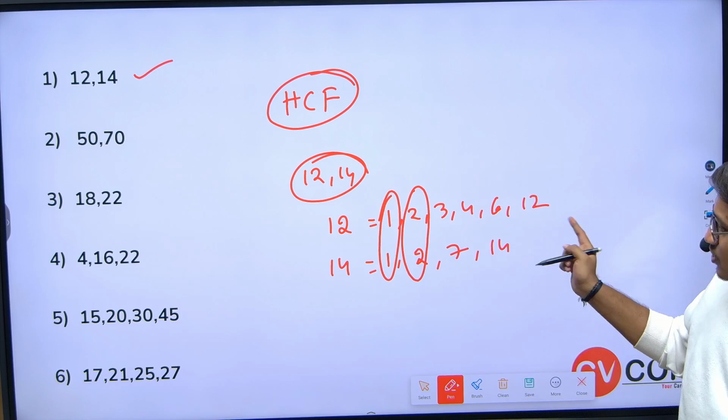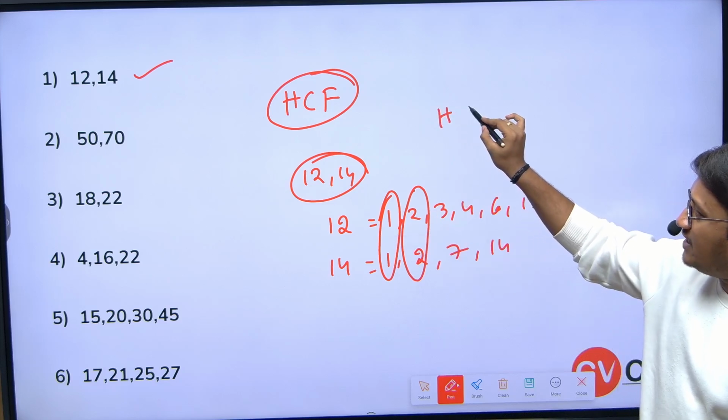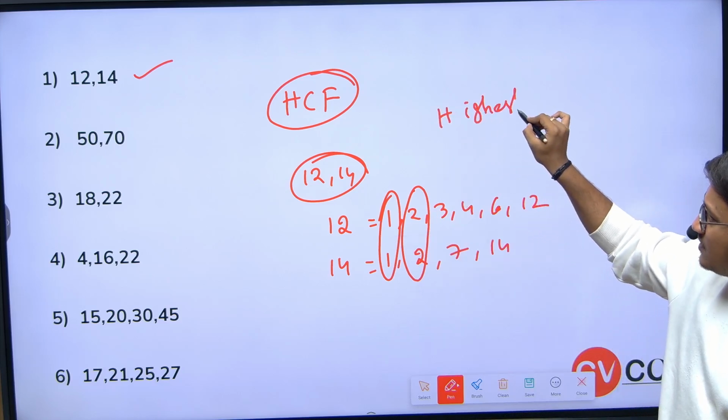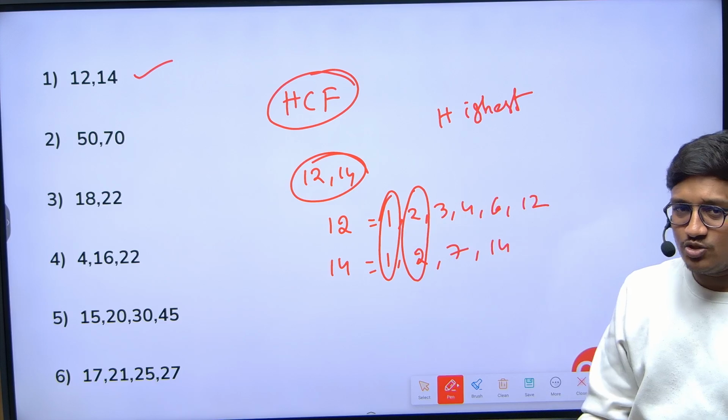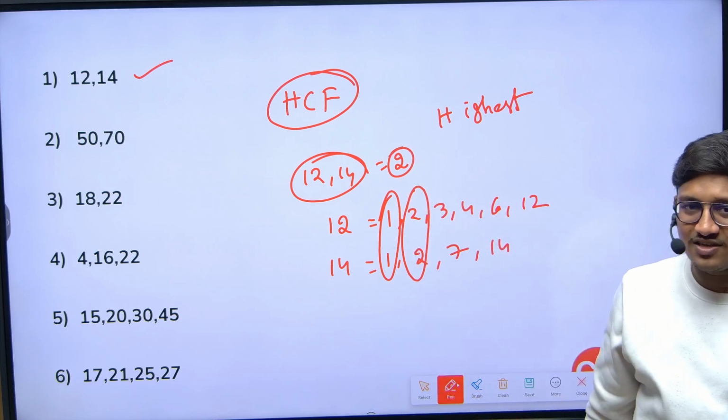Is there any common? No. So only two numbers are common, but we want the highest common factor. So what is the highest out of 1 and 2? 2. So I can say that the highest common factor of 12 and 14 is 2.